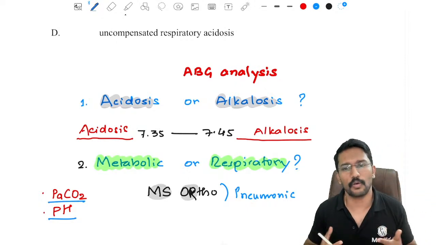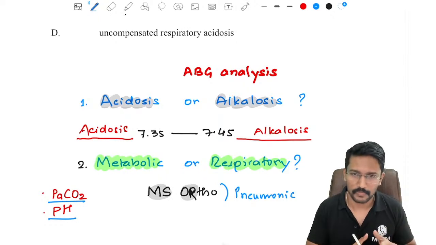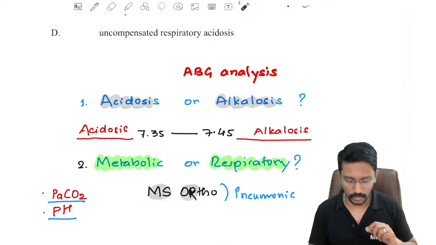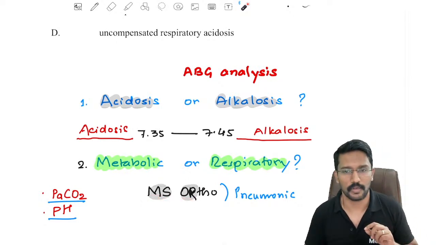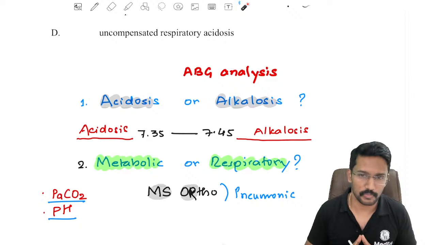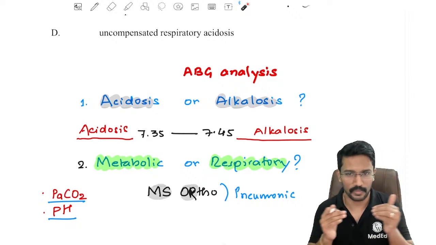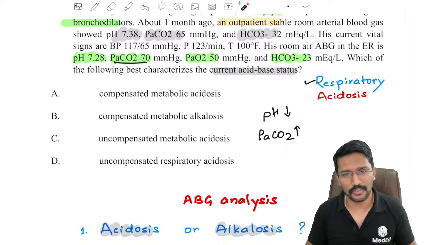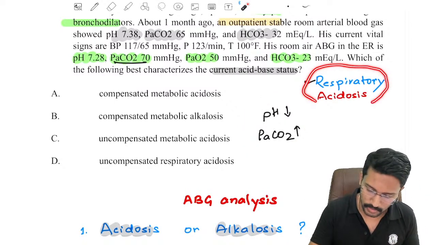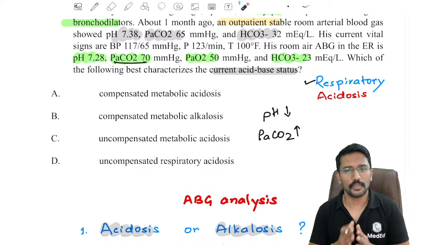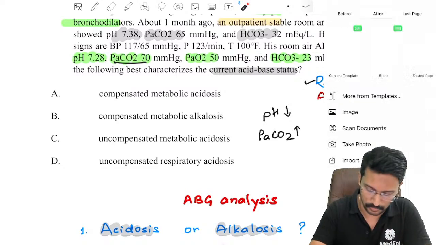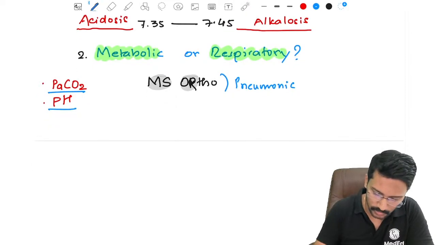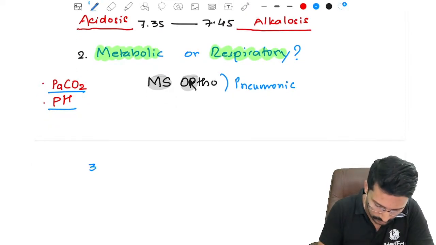If both are decreasing or increasing, that means they are in the same direction, then it has to be metabolic. MS here stands for metabolic, same direction. Opposite in case of respiratory. OR for ortho stands for opposite in the respiratory cases. So if they are in different directions, like in this ABG, it is a respiratory case. That is how we get to know it is respiratory acidosis. Now comes the question, what is this game of compensation? So the third thing is to assess the compensation.